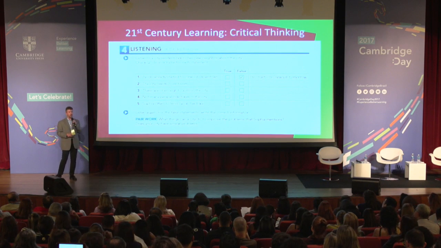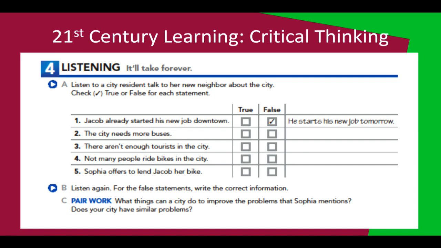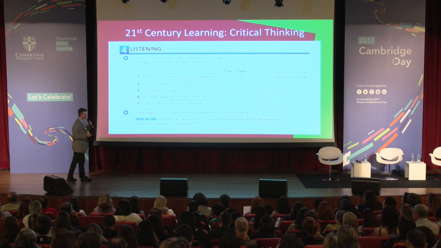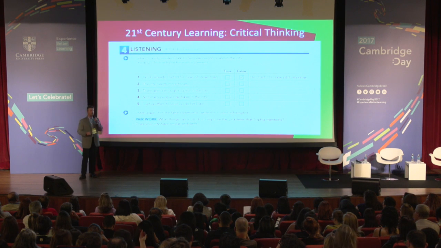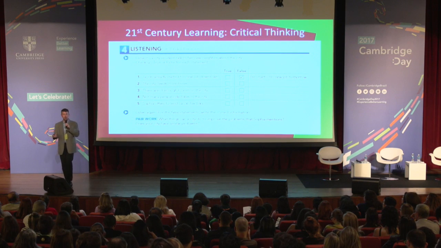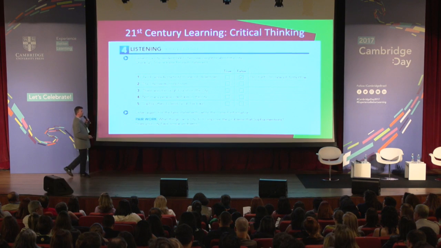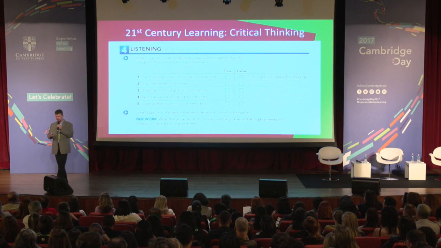Here is an example talking about community again. We're talking about our cities and our towns. This is a listening activity where a student listens to someone talking about problems in their city. Every city has problems, and so this person is telling about her problems. After they do the listening activity, they're going to talk about what things a city can do to improve the problems that they heard. So they're actually going to think about solving those problems, and then talk about whether their cities have similar problems. So, identifying problems and helping to solve them.